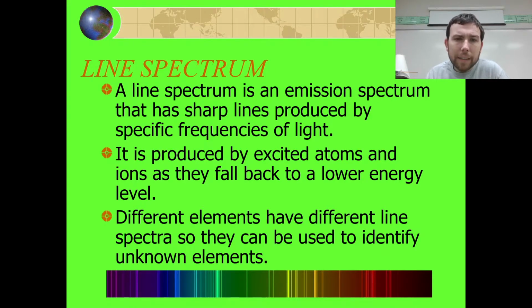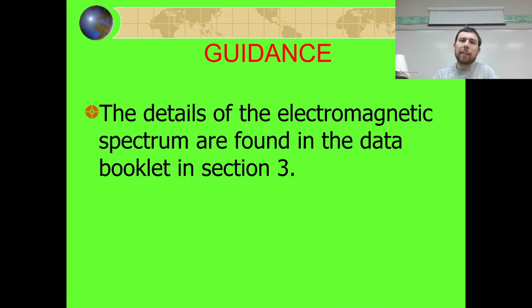All right. And the last thing I want us just to kind of keep in mind is that within the IB exam booklet, like the reference sheet, they do give some data, some information, some equations and things like that that are specific to the electromagnetic spectrum, and those are found in the data booklet in section 3.